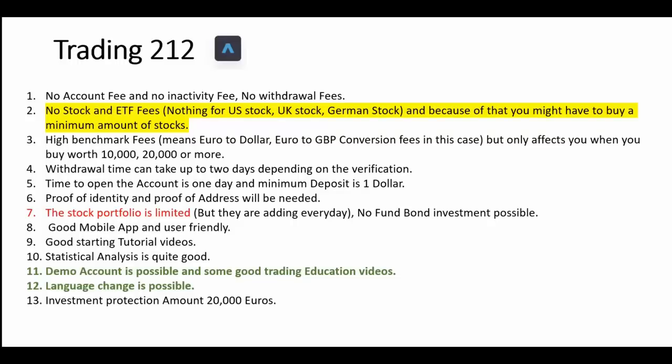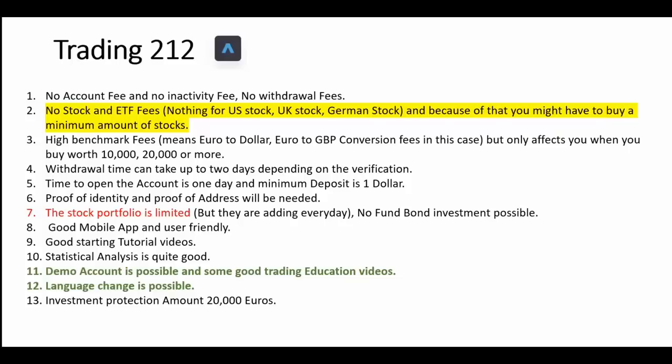And second point, yes, it is the most attractive part of Trading 212 that it has no stock and ETF fees. You don't have to pay anything when you're trading on one of the stock markets, doesn't matter if it's US stock, UK stock, or German stock. Because of that, you might have to buy a minimum amount of stocks. This is not a drawback, I would not say it's a major drawback.